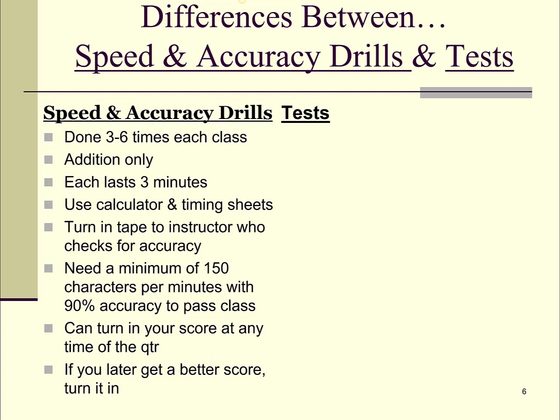And then later, well, let's get back to the last bullet point. So you can turn in your score any time in the quarter. Let's say on your third week you get to 152 keystrokes per minute. So you turn that in, and I submit your score for the speed and accuracy drills at that point. Later, if you get a higher score, you just let me know, and that will supersede or replace your lower score. So as you get better scores, just let me know, and I will input them on Canvas.